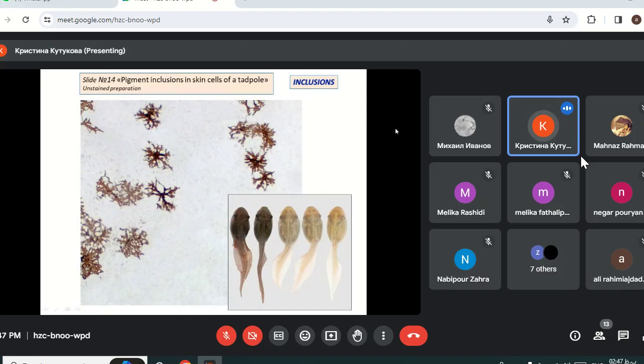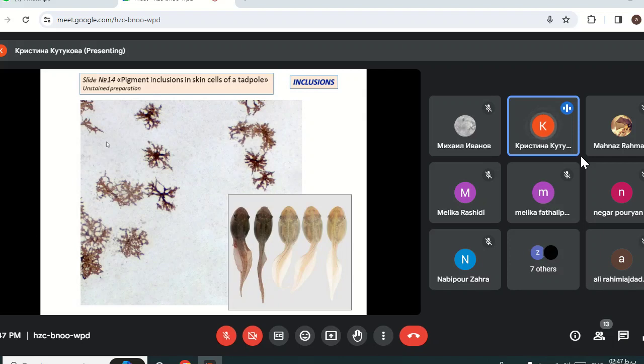And also here we can see the pigment inclusions. Pigment, for example, melanin, can be found in the melanocytes. The cells which are seen here, these are melanocytes. They are also present in our skin, which give the specific color to our skin and also our eyes and hair. These specific pigments are in melanocytes.